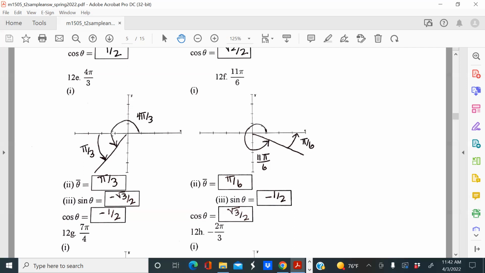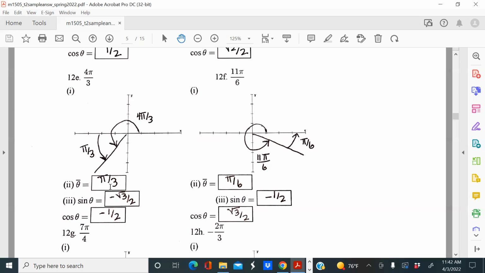3 pi over 3 is the same as pi, which is 180 degrees. So that puts you right here along the x-axis. And then finally, when you go to 4 pi over 3, one more pi over 3, right? You go another 60 degrees into the third quadrant. So you end up in the third quadrant there, about pi over 3 into the third quadrant. Again, remember, pi over 3 is 60 degrees. So our reference angle is pi over 3, because we're pi over 3 into the third quadrant, pi over 3 away from the x-axis here.